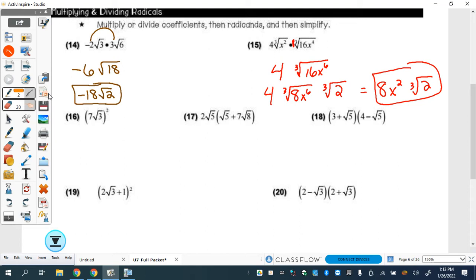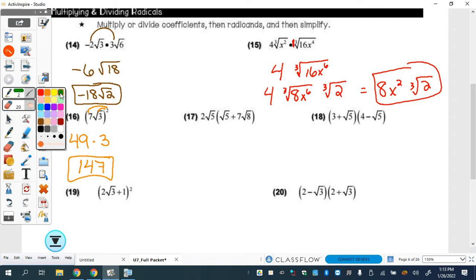Number 16, if you're squaring just one term, 7 radical 3 is one term, you're going to square the coefficient, so 7 squared is 49. You're going to square the radical, which, what is radical 3 squared? Which is 3. And then you just multiply, so 49 times 3 gives us 147.